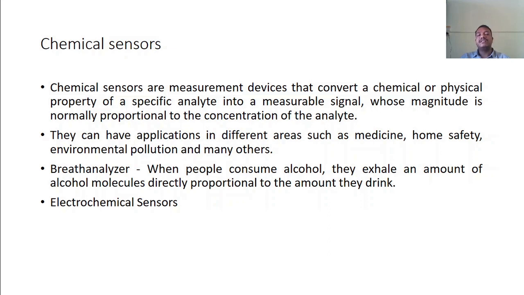The breath analyzer is used by traffic policemen to check whether there has been consumption of alcohol. When people consume alcohol, they exhale an amount of alcohol molecules directly proportional to the amount they drink. Another type of chemical sensor is the electrochemical sensor.